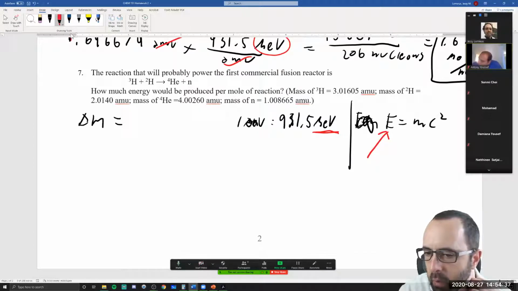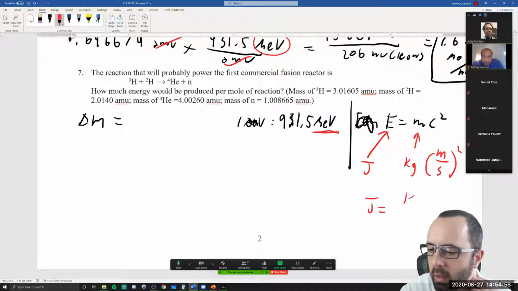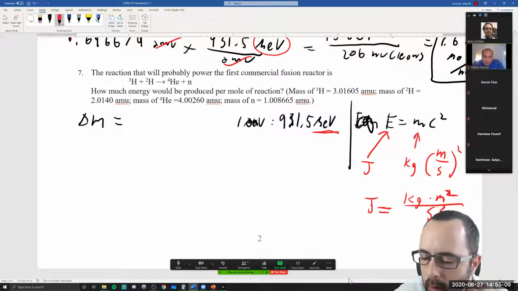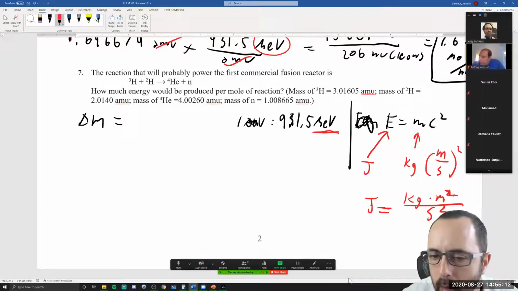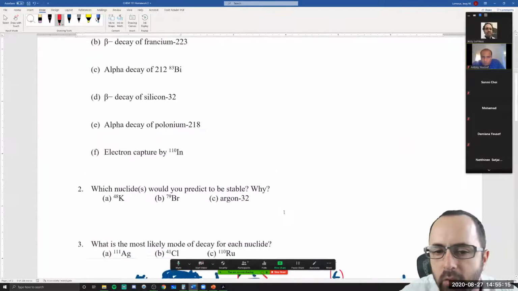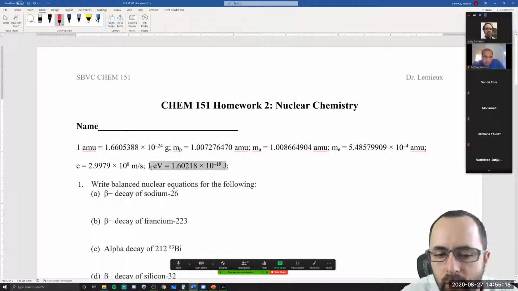But here we've got E, which is energy. That is in joules. Mass should be in kilograms. And C is in meters per second, but it's squared. So a joule is equal to a kilogram times a meter squared over a second squared. That's what a joule is. So these units work out to joules. Alternatively, I've got the conversion factor between electron volts and joules here.